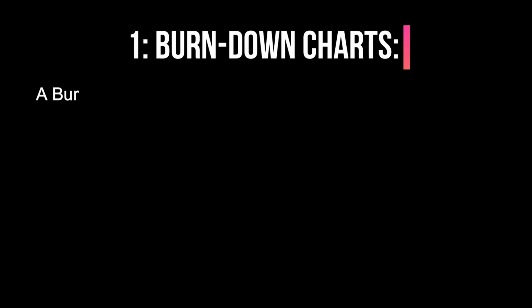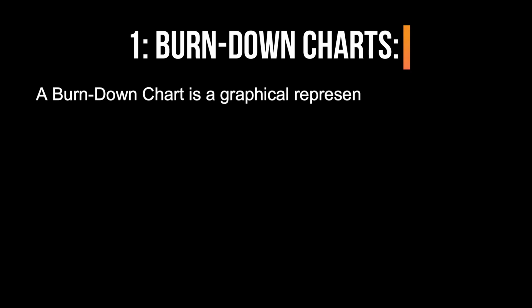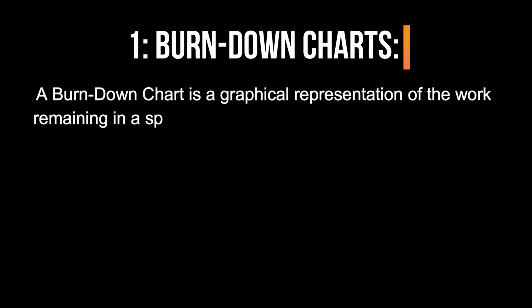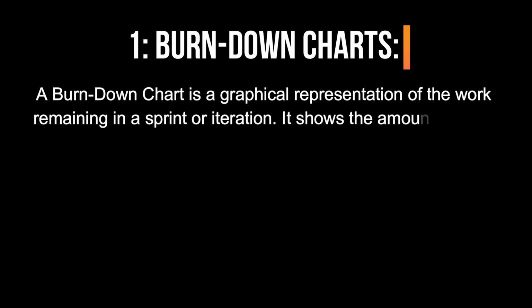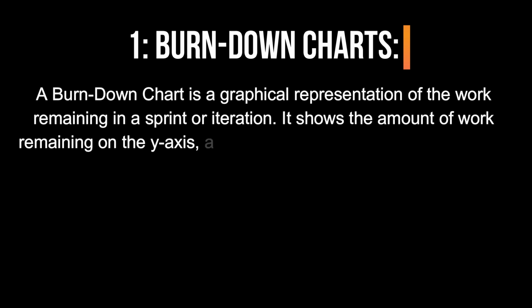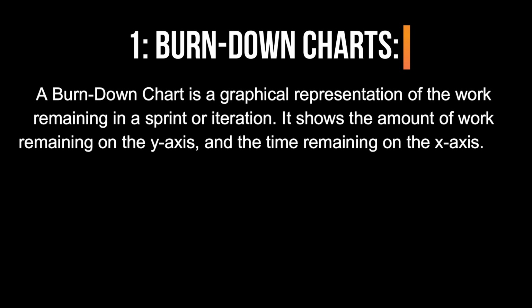1. Burn-down charts. A burn-down chart is a graphical representation of the work remaining in a sprint or iteration. It shows the amount of work remaining on the y-axis and the time remaining on the x-axis.